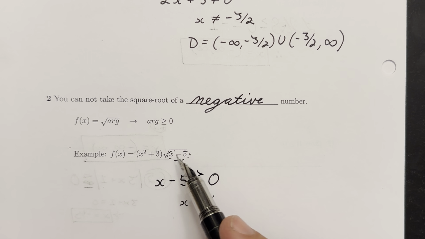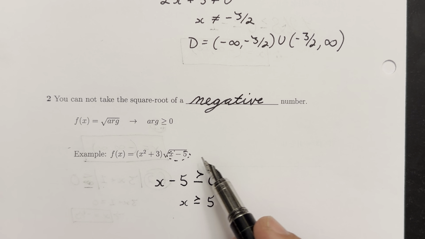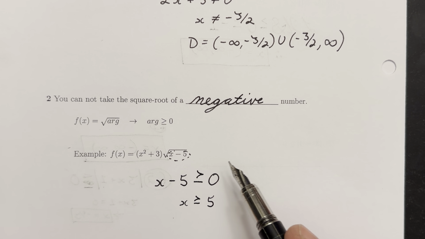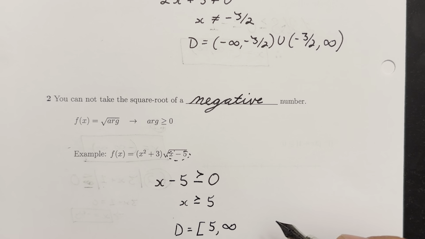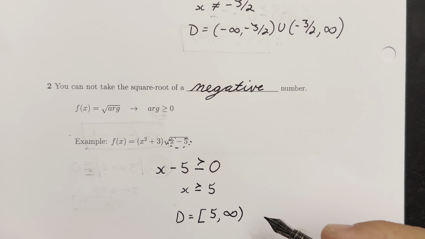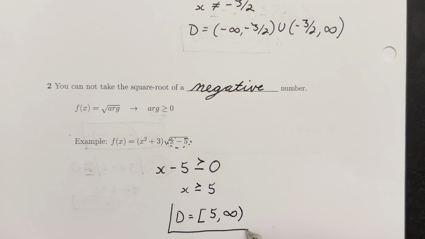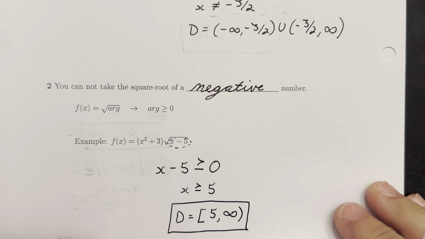And note, if you plug in positive 5, you get 0. Anything more than 5, you're taking the square root of a positive number. That's what we want. And so we would say our domain is simply 5 all the way on up until infinity. And that would be our domain for that example.